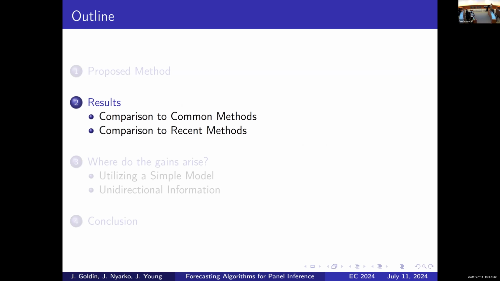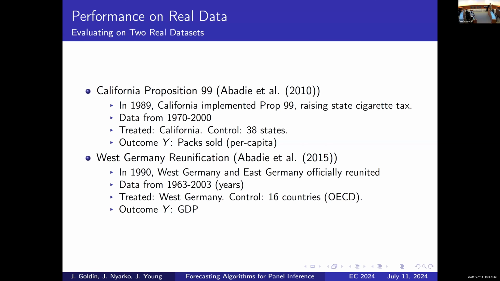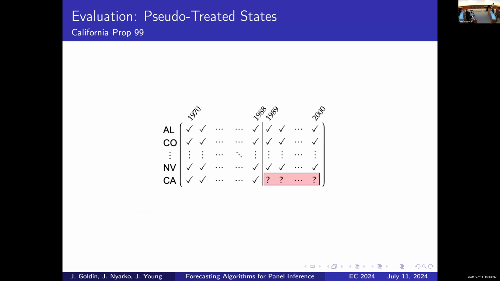What are the results? Let's first compare it to the most common methods that we see. We're going to be evaluating our performance on two real data sets. One is the California Prop 99 data set, which I described earlier, and the other is another common one, the West Germany reunification data set. In both of these, you don't have that many time periods and you don't have that many countries or states. So these are relatively small data sets where synthetic control has been traditionally used.